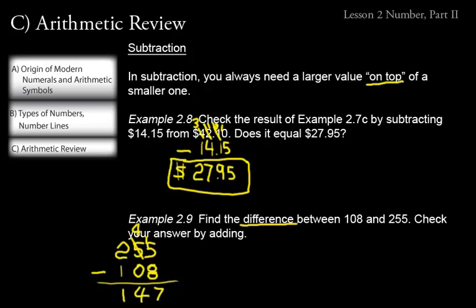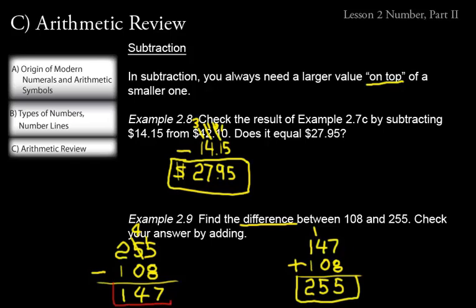So let's check by adding 147 and 108. Now here it doesn't matter if the bigger one is on top or not, right, when we're doing addition. Let's add them up. 7 plus 8 is 15. Carry 1. 4 plus 1 is 5. 1 plus 1 is 2. We got back to 255. So that helps us know that we did the subtraction correctly, and that answer 147 is correct.